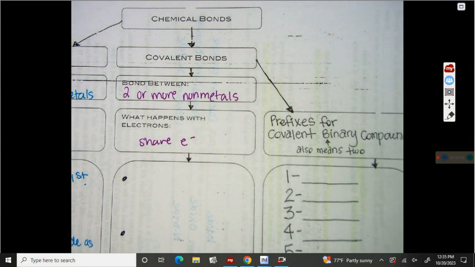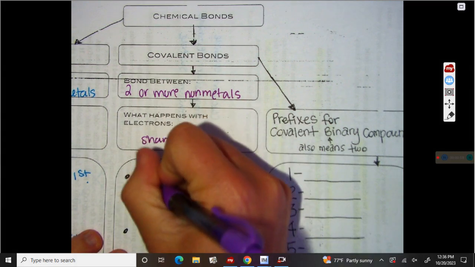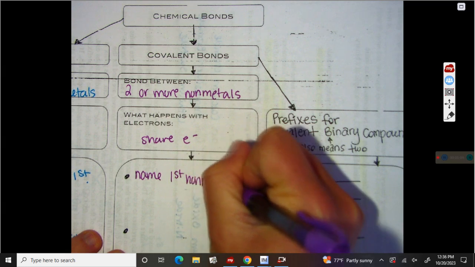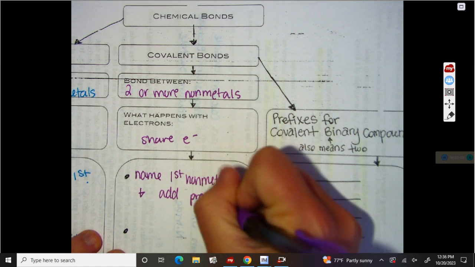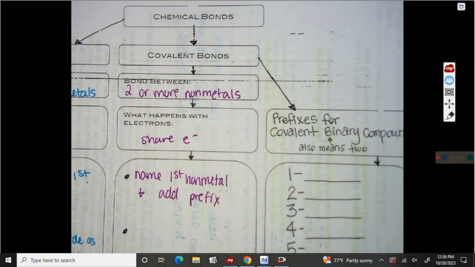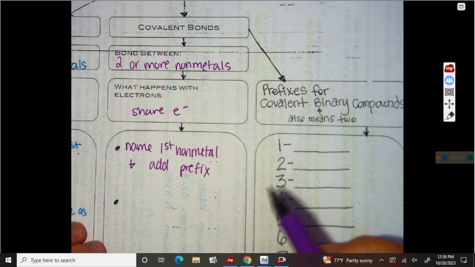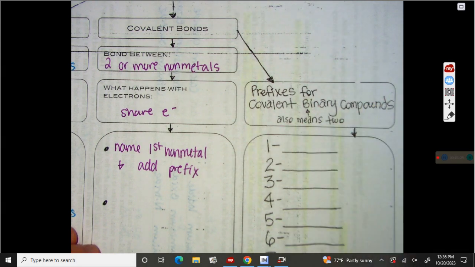Okay, so when we are naming covalent bonds, we are going to name the first nonmetal and add a prefix. Now a prefix comes in front of the word. Since we're not crossing charges here because we aren't transferring electrons, we need to know how many of each atom we have. So we need to add a prefix. Now our prefixes are as follows, and you do need to memorize this.